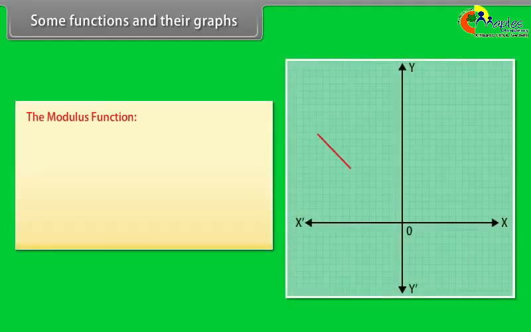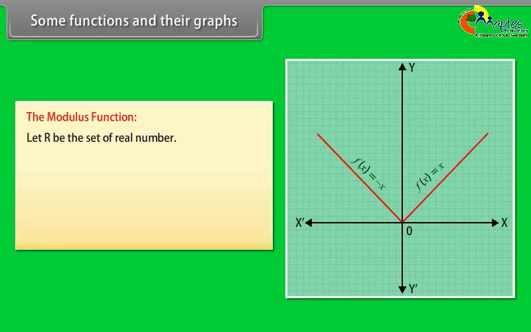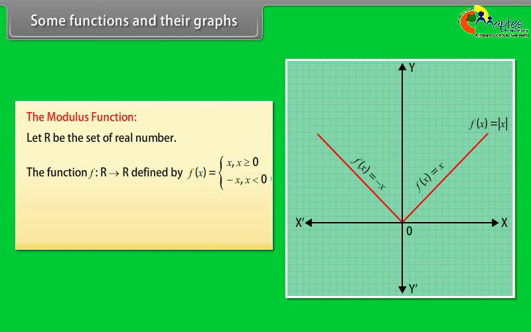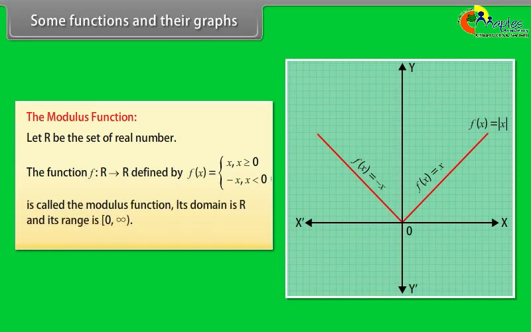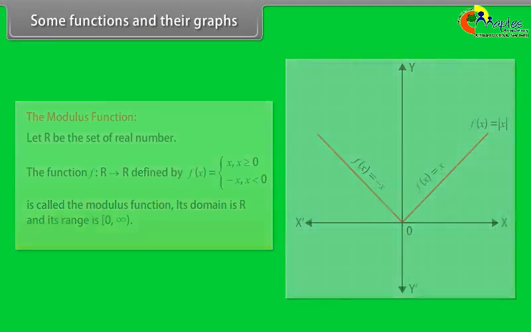The modulus function. Let R be the set of real numbers. F is a function from R to R defined by f of x is equal to x for x greater than or equal to 0, f of x is equal to minus x for x less than 0, is called the modulus function. Its domain is R and its range is [0, infinity).